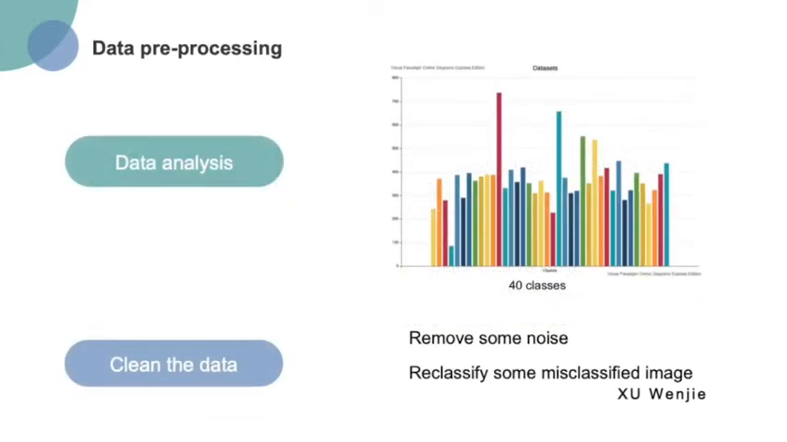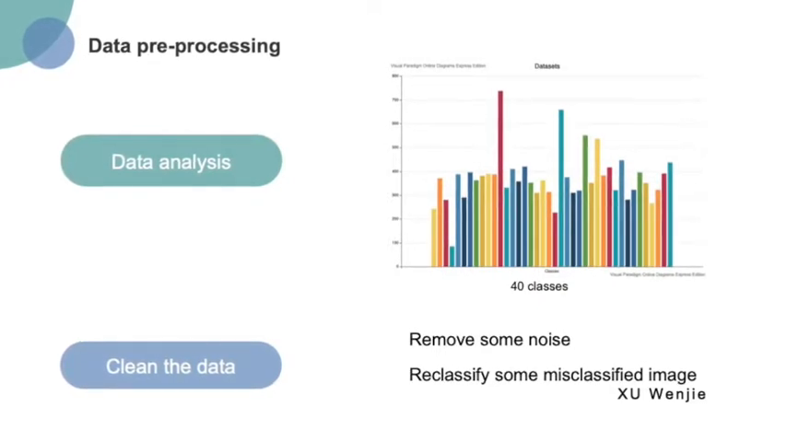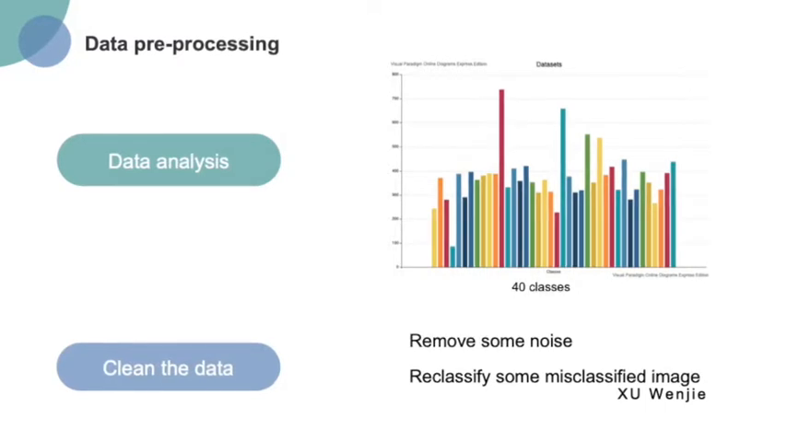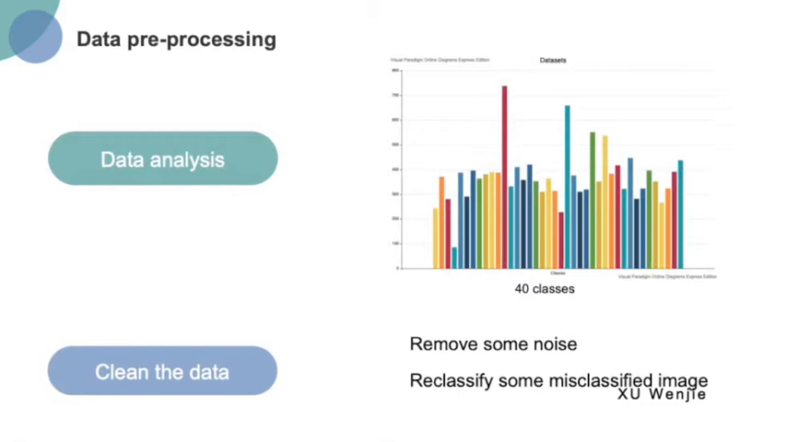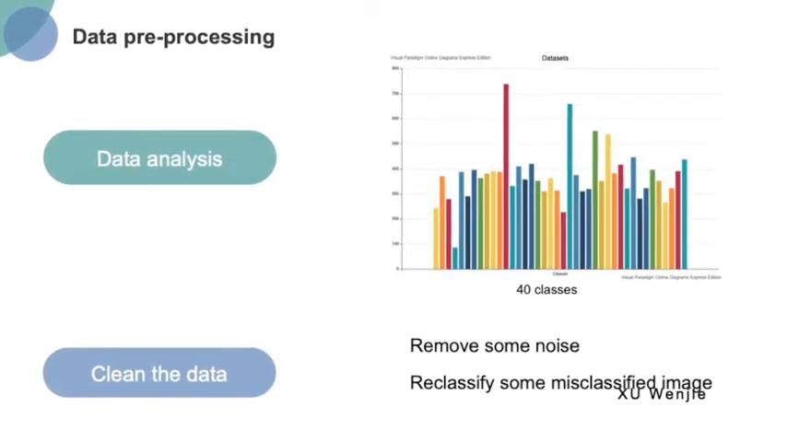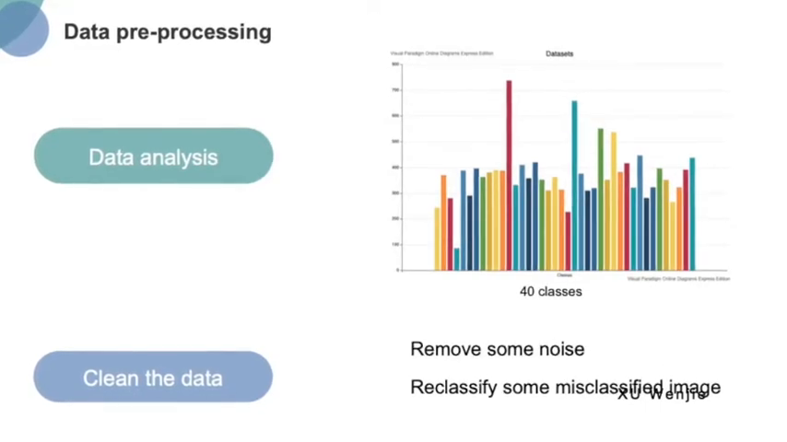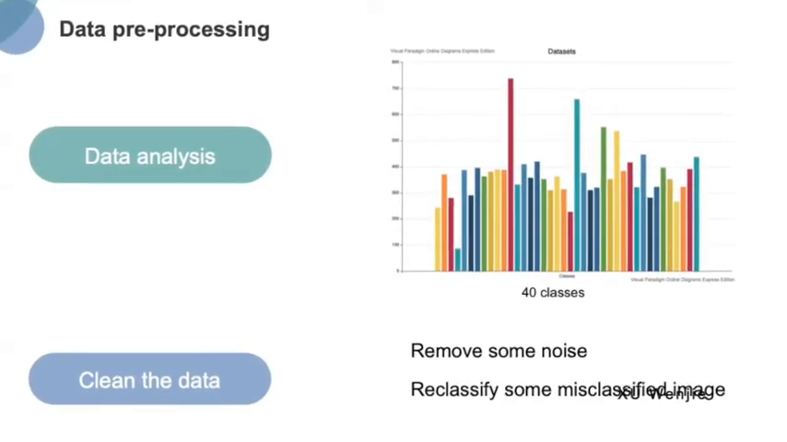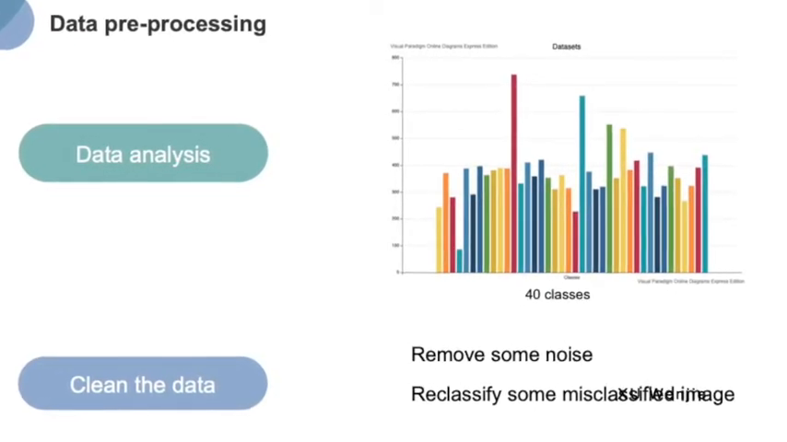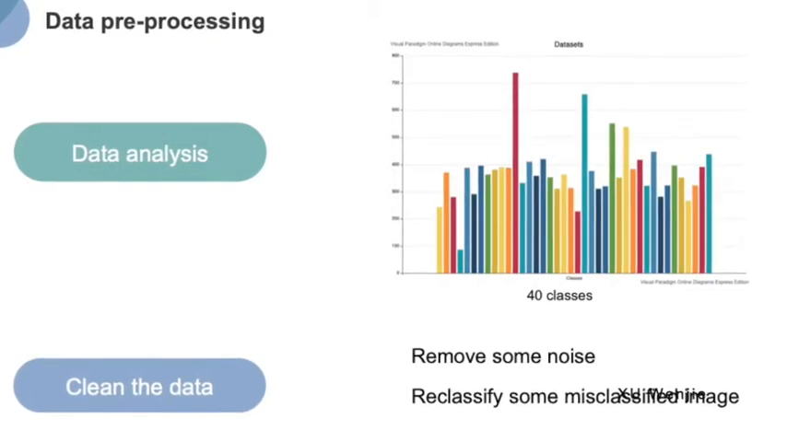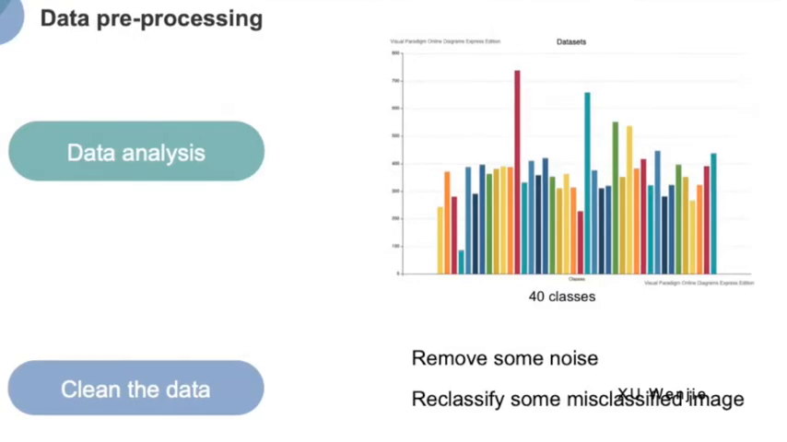And then we do the data analysis. There are 40 classes of images, and the right graph shows the category distribution. According to the graph, we can see that the number of images in class 3 is much smaller than others, and the number of images in classes 11 and 21 is much larger than others. Next, we clean the data. Based on the analysis, we remove some images that have strong noise and reclassify some misclassified images in order to achieve a well-trained model.